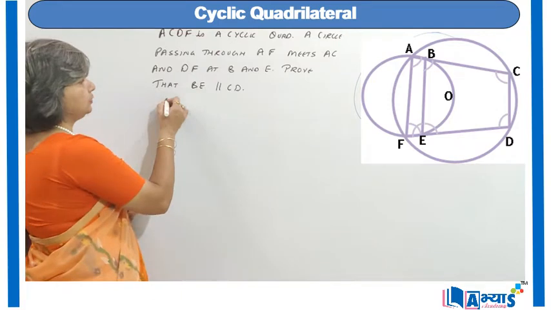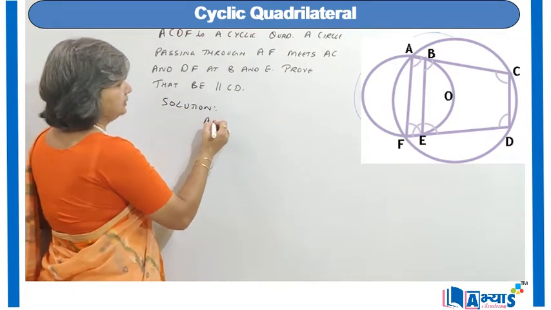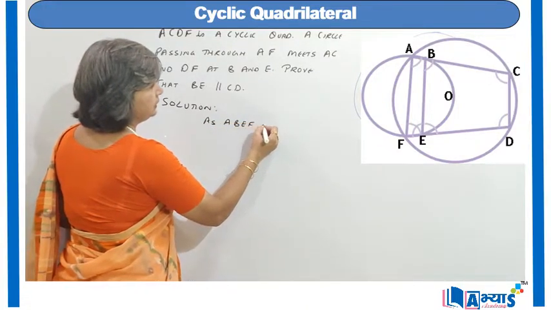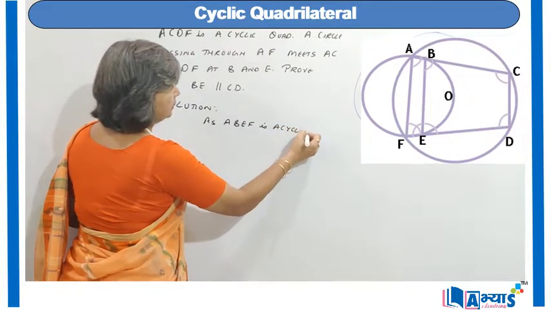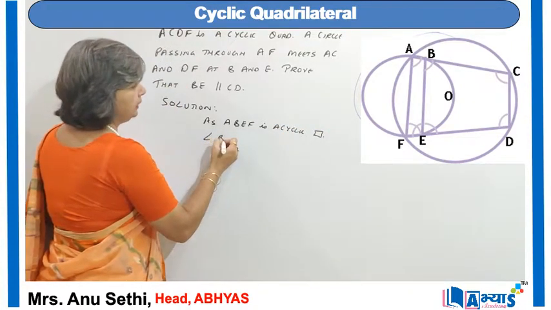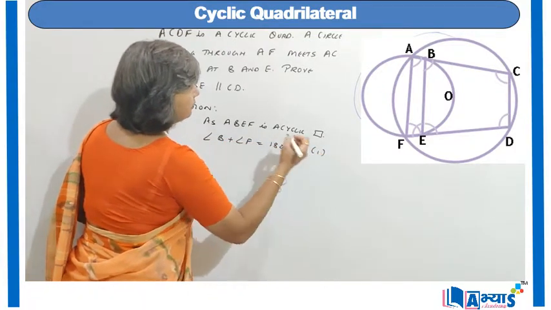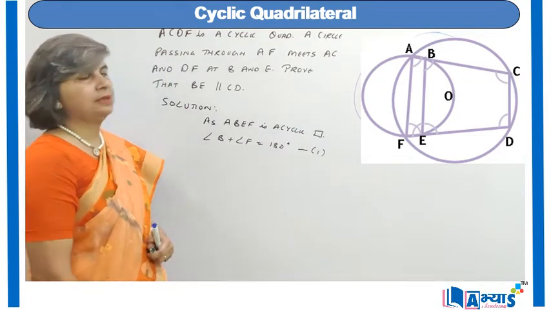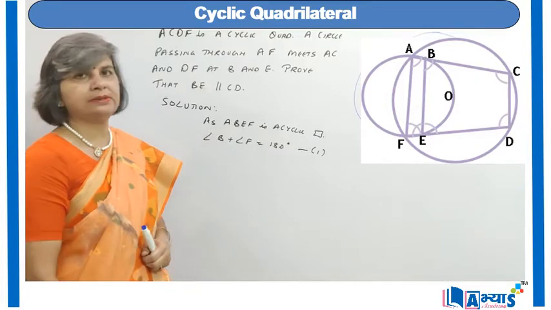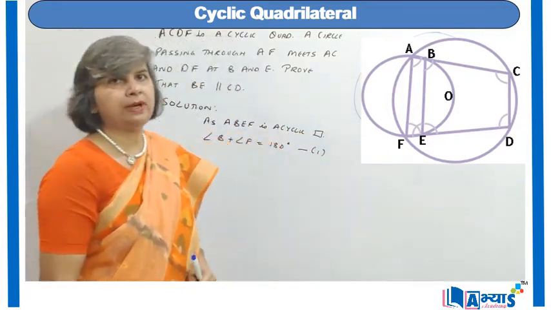So we can say that the solution will be as follows. ABEF is a cyclic quadrilateral. Therefore, angle B plus angle F is equal to 180 degrees. Let us mark it as equation 1, because in a cyclic quadrilateral the sum of opposite angles is equal to 180 degrees. So angle B plus angle F is equal to 180 degrees.